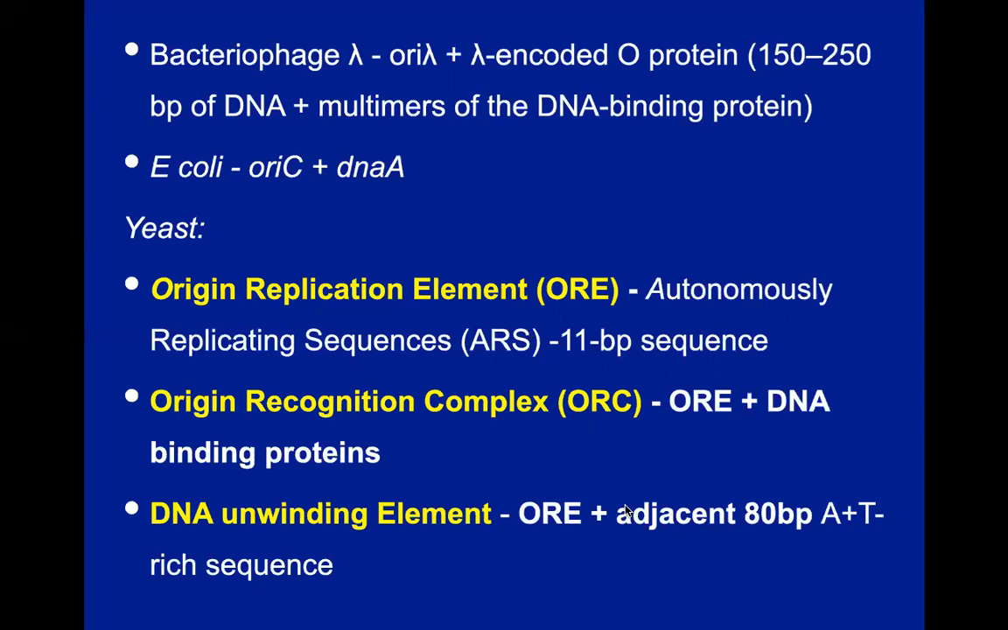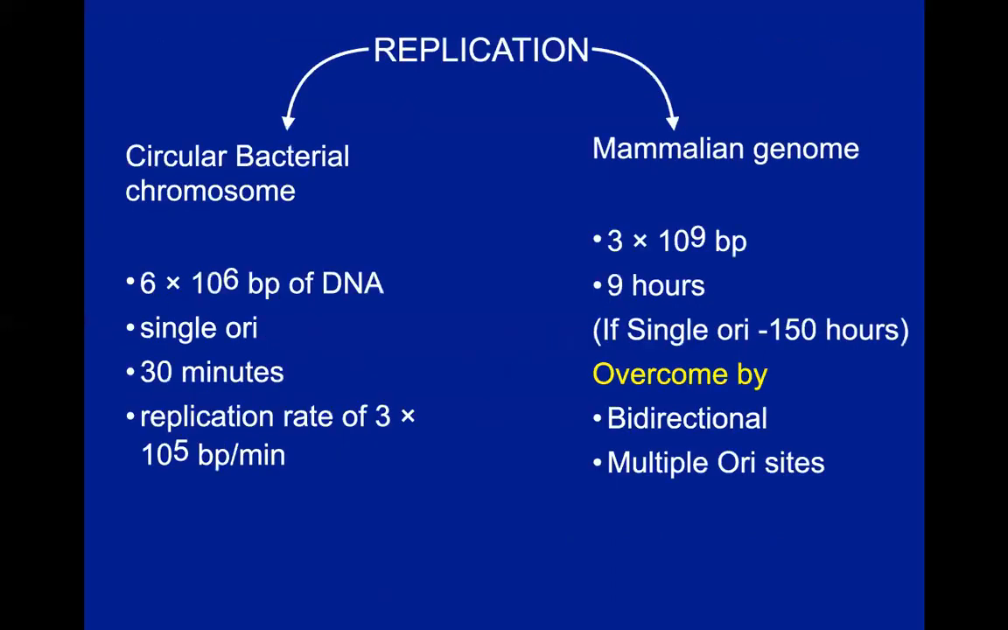So the origin replication element is nothing but autonomously replicating sequences. These sequences are the origin replication element. The unwinding element is that plus the adjacent AT-rich sequence. Then the recognition complex is that along with the DNA binding proteins.